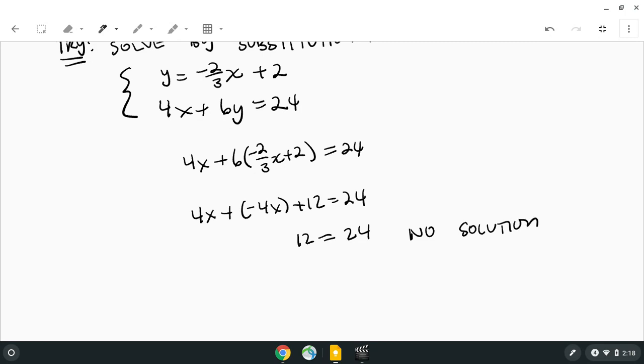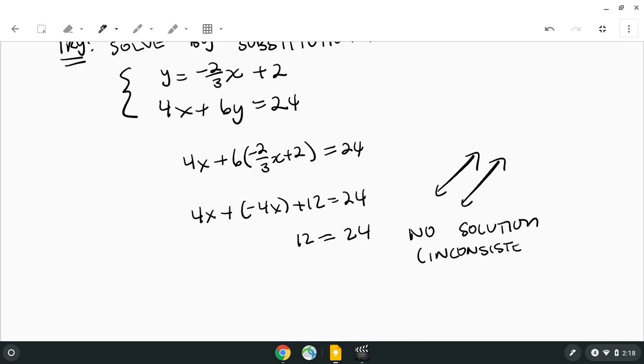Okay, so the no solution case is the case where you have parallel lines, and so they are never going to intersect, so they don't have a common solution. Okay, so that's this case. These are parallel lines, and they do not have a common solution. 12 does not equal 24. So when you end up with 2 numbers that are not equal to each other, you have no solution. Okay, and this is that inconsistent case, right?